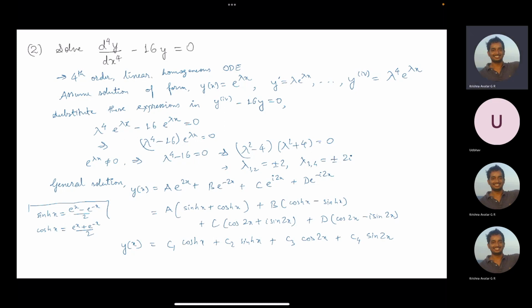Let's assume a solution of the form y(x) is equal to e to the power lambda x, similar to what we carried out in the previous question, and differentiate with respect to x. This gives us y prime is equal to lambda e to the power lambda x, and the fourth derivative becomes lambda to the power 4 e to the power lambda x. Upon substituting these expressions in the fourth derivative of y minus 16y is equal to 0, we have lambda 4 e to the power lambda x minus 16 e to the power lambda x is equal to 0.